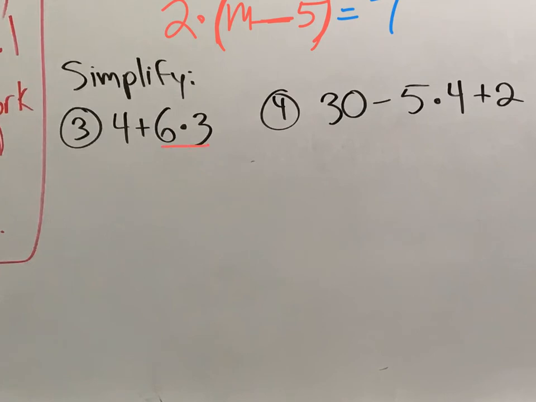We're going to multiply first. That's 18. 18 plus 4 is 22. I am going to go through this kind of fast, so please feel free to watch this at home and hit pause as many times as you need to.